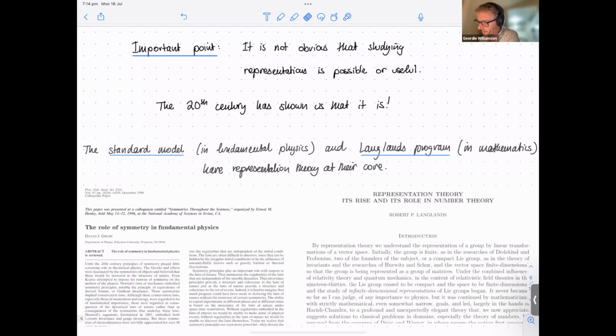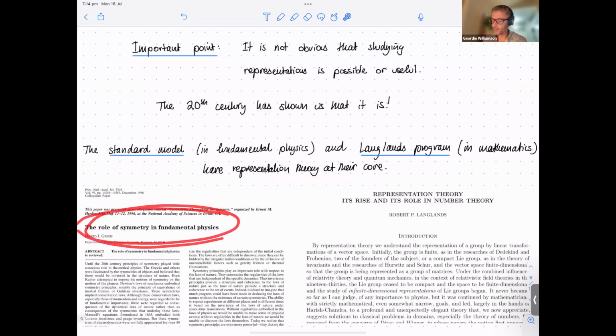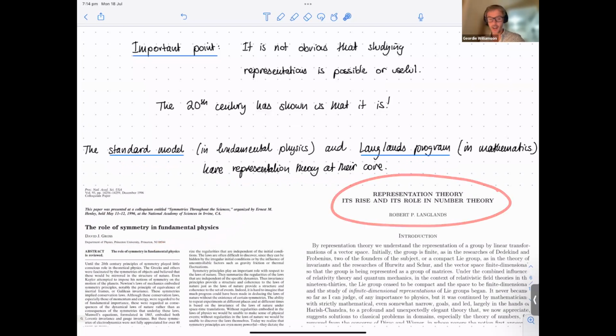Okay, so just two examples. So the standard model in fundamental physics and the Langlands program in mathematics have representation theory at their core. So this is an incredibly inspiring paper about the kind of remarkable appearance of symmetry in, for example, the standard model. And here's in number theory, you have an article about the role of representation theory in number theory.